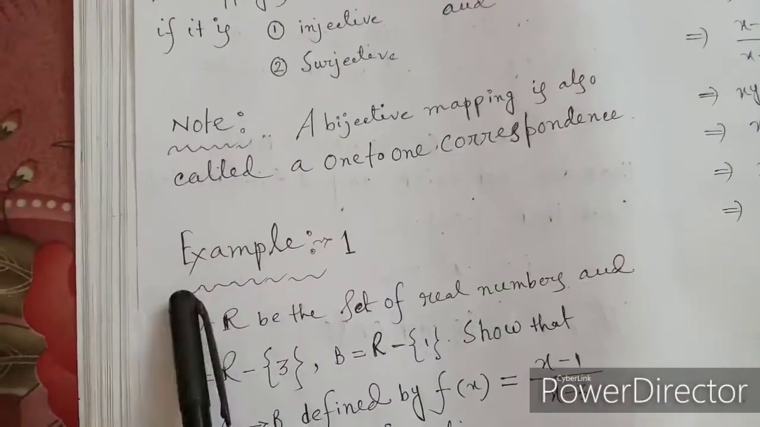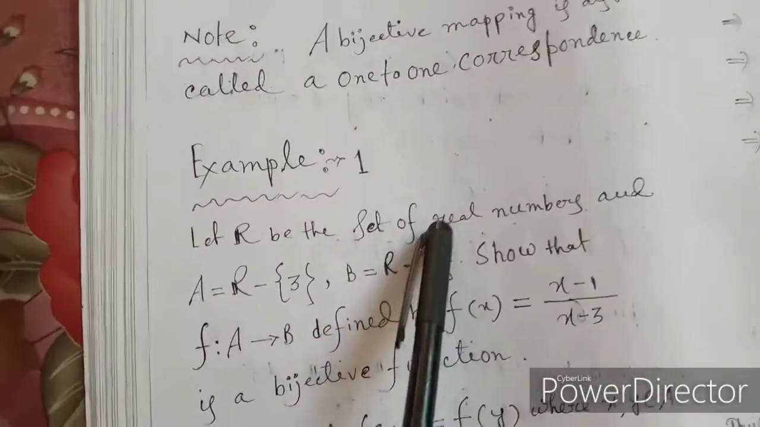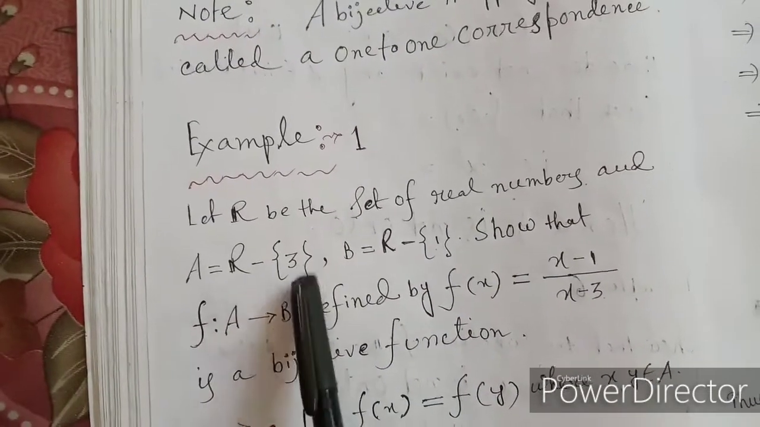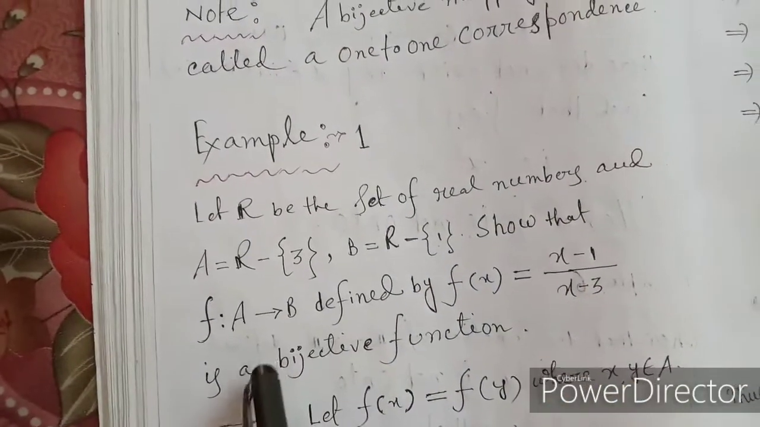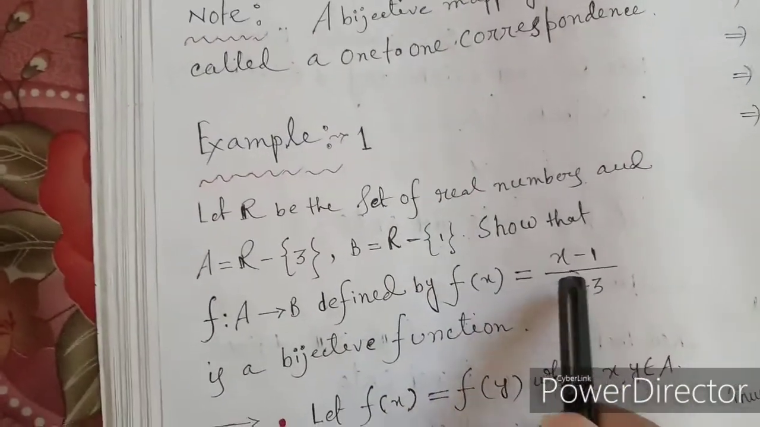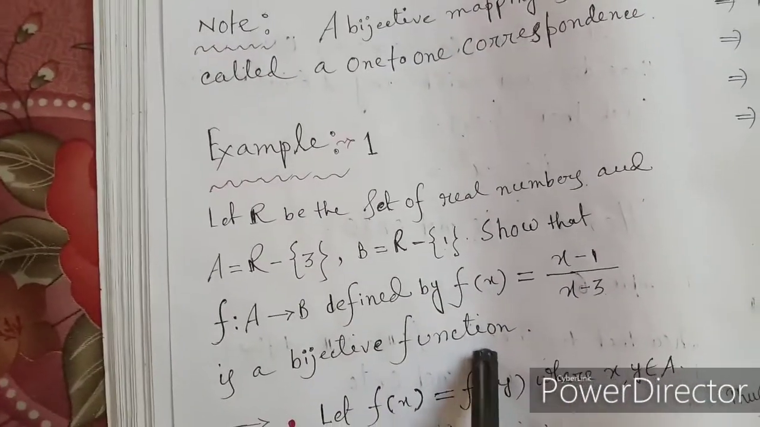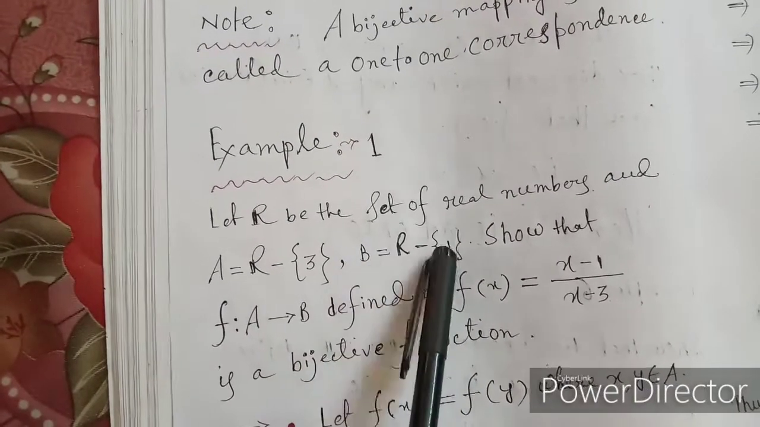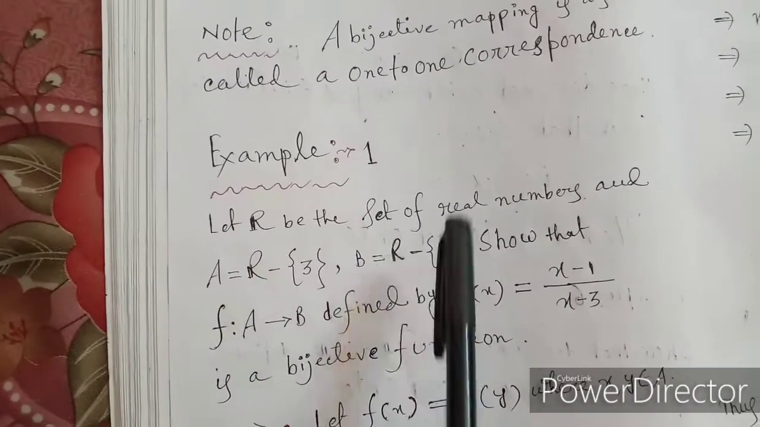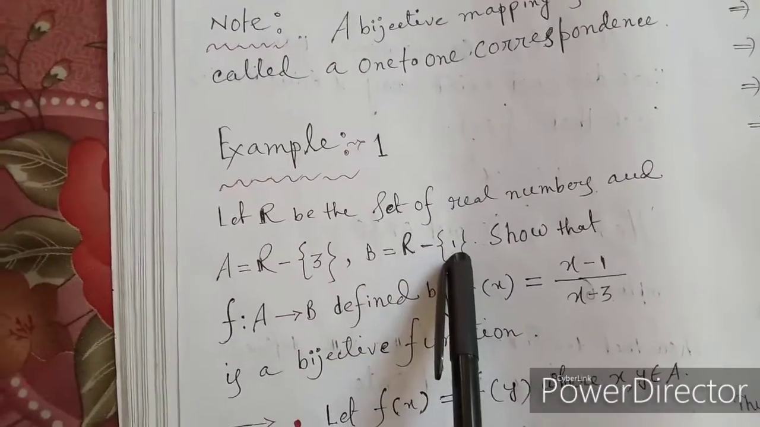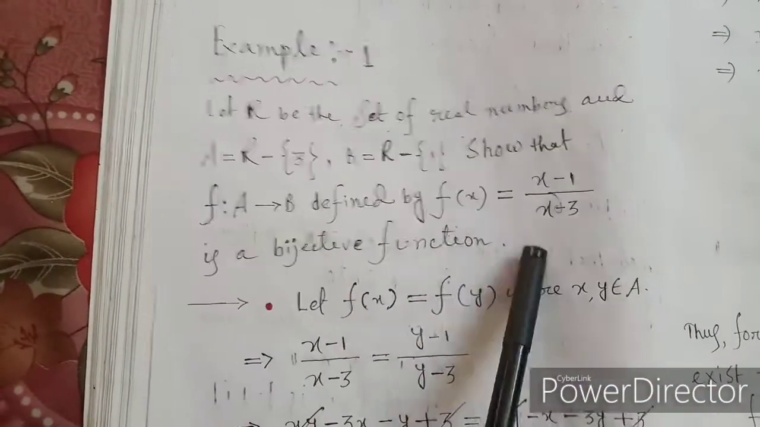So now example 1. This example is related to the bijective mapping. Let R be the set of all real numbers and A = R - {3}, B = R - {1}. Show that f from A to B defined by f(x) = (x - 1)/(x - 3) is a bijective function or mapping. Clear? That means A is the domain and B is the codomain. A = R - {3}, that means the set of all real numbers except 3, and B is the set of all real numbers except 1. Sure?